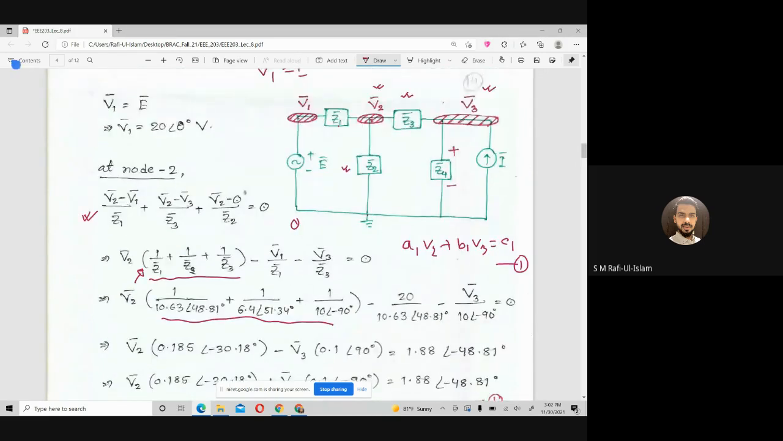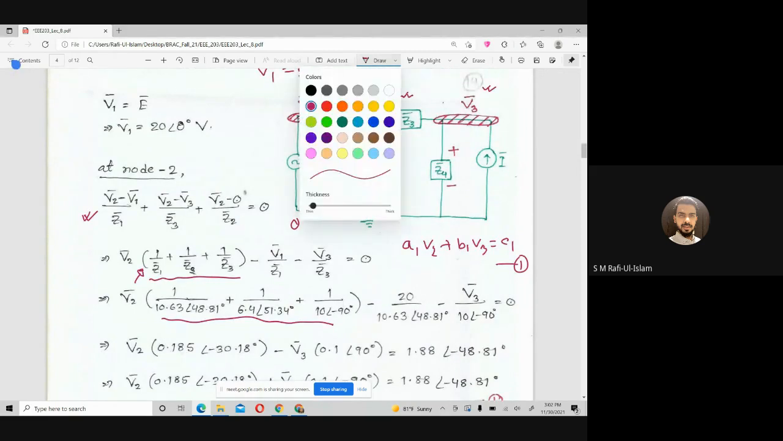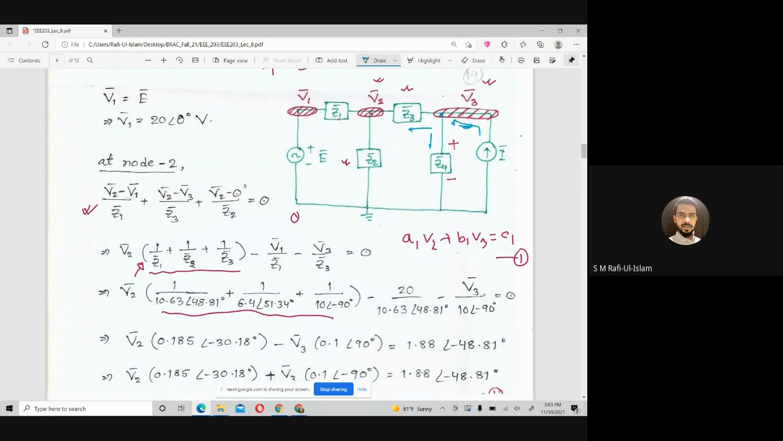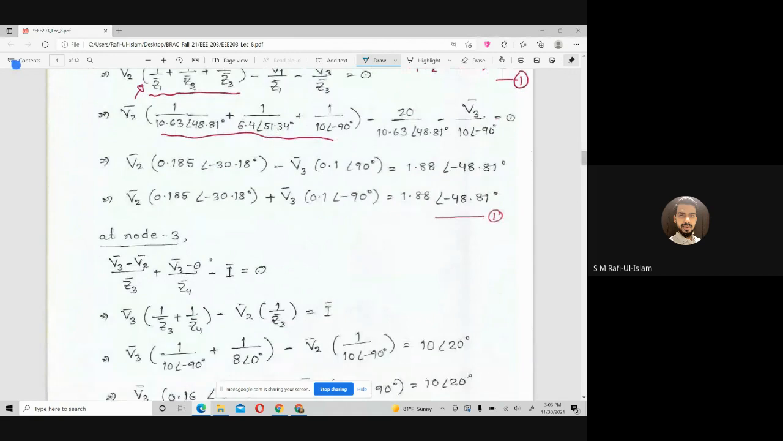Then we need to write down the KCL node equation for the third node. So for this node, the current in this direction is V3 minus V2 divided by Z3. In this direction is V3 minus 0 divided by Z4. This is a current source, so this is a negative current because it's entering the loop. So that should be negative I. Do you agree with this?